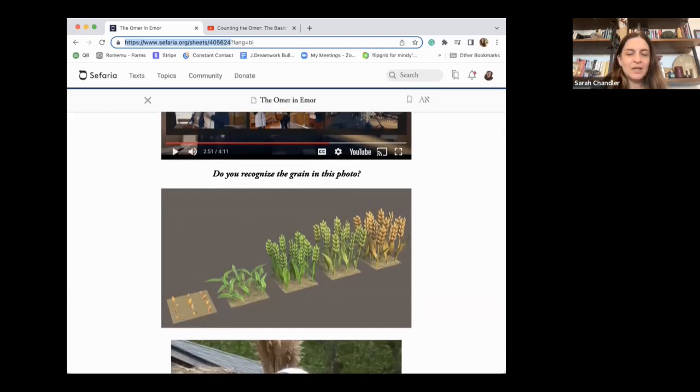And there's a question that we're going to try to understand about barley versus wheat. Which one is growing now? Which one are we counting for the Omer? And why one versus the other? Those are the main questions we're going to be looking at today.